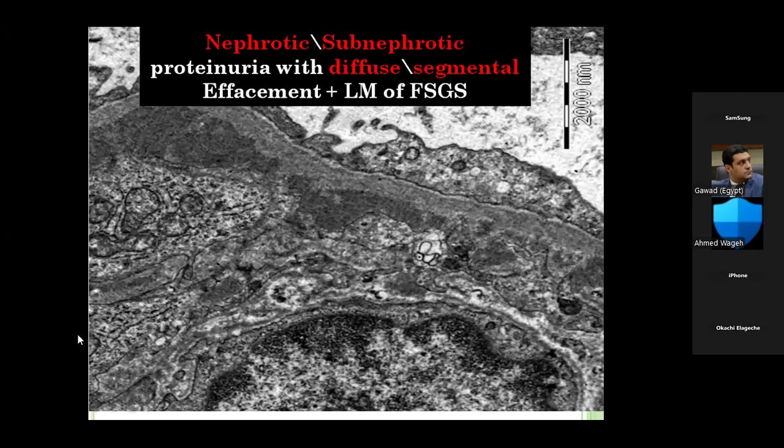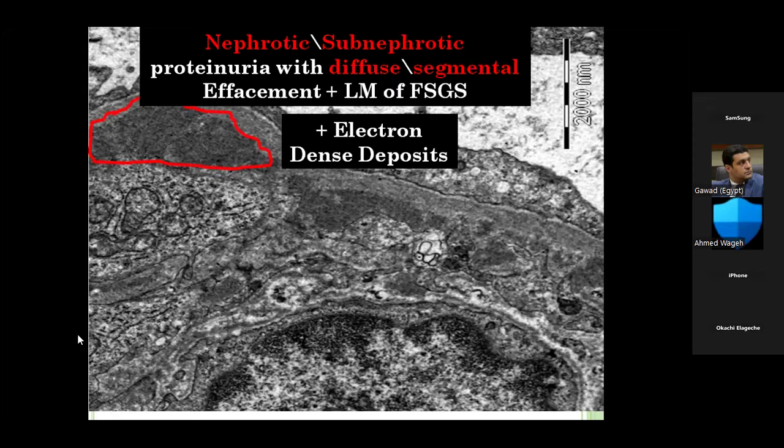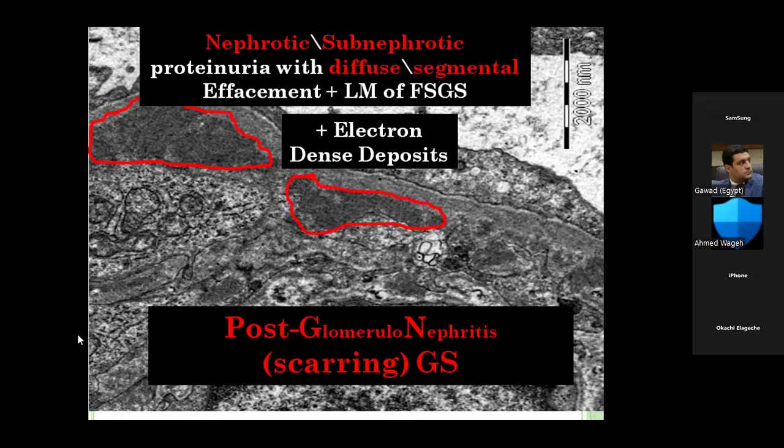Another case scenario is where the patient has nephrotic or subnephrotic proteinuria with diffuse or segmental effacement, but has electron dense deposits. This means that it's a post glomerulonephritis scarring. It's not focal segmental glomerulosclerosis, which is under the umbrella of podocytopathies. It's a post glomerular scarring.